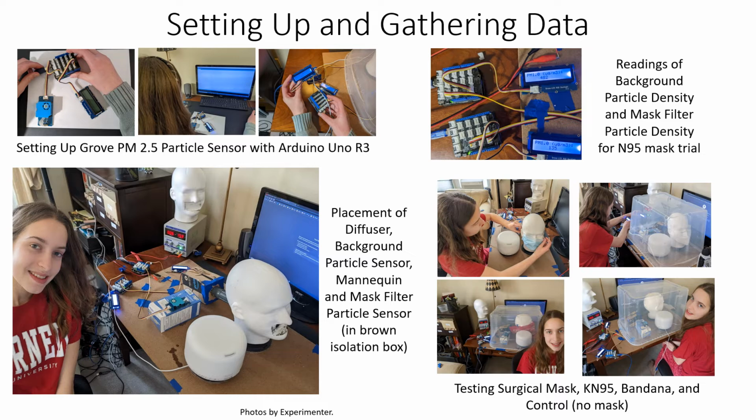The top left photos show assembling the Arduino's particle meters, LCD displays, and loading the software onto the Arduinos. The top right photo shows the measurements taken during the N95 mask trial from the 2 Arduino meters. The bottom left photo shows the arrangement of the mannequin head, diffuser, background particle sensor, tube running through the mannequin head, and brown isolation box. The fan is inside the isolation box and cannot be seen. The bottom right photo shows trials of the surgical mask, KN95, bandana, and control with no mask.